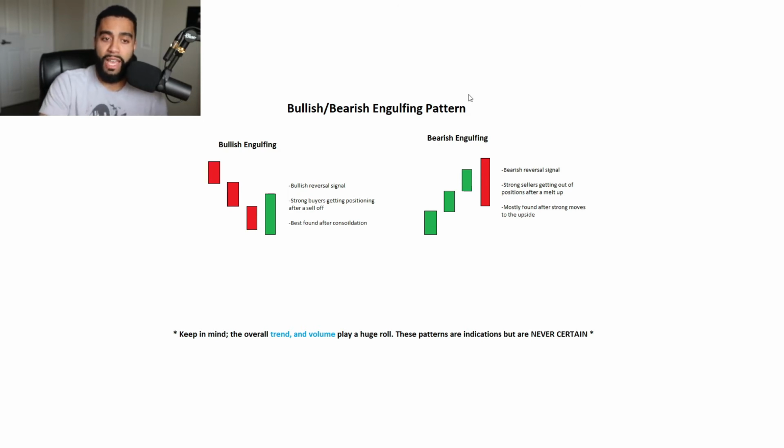Keep in mind that trend and volume also play a huge role when this is happening, right? So it's not just this candlestick. You can't just see this candlestick pattern and go, oh my God, I'm going to go all in because I see a bullish engulfing. It's not always going to guarantee that higher prices come. Lower prices could come as well. But it's good to be able to identify it, because if there are other indications that there's going to be higher prices, it's a good signal.